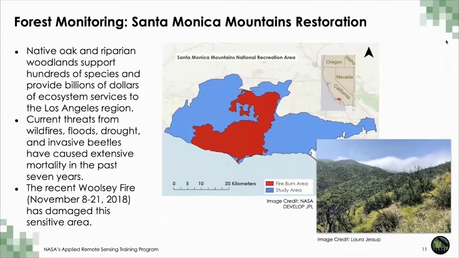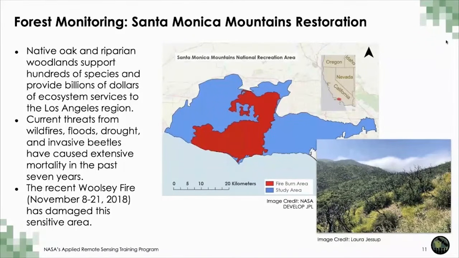In the next example shown here, we highlight a project conducted within NASA's Develop internship program. Here the team used hyperspectral data from AVIRIS to monitor wildfire restoration in the Santa Monica Mountains. This region is about 63,000 hectares and lies between Ventura and Los Angeles County here in California. It's located within one of the top 25 global biodiversity hotspots.